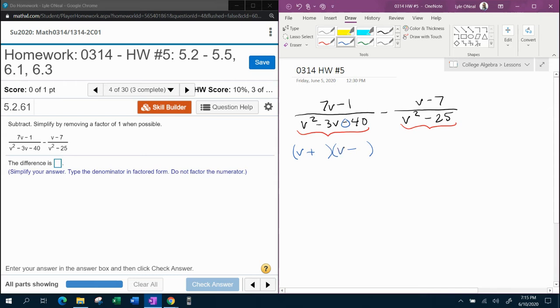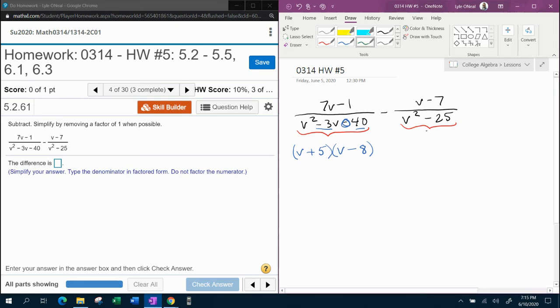And then if we fill in the blanks, v times v makes v squared. Numbers that multiply to make 40 and subtract to make negative 3. What is that? I'm thinking 5 minus 8. Negative 8 times 5 is negative 40. 5 minus 8 is negative 3.